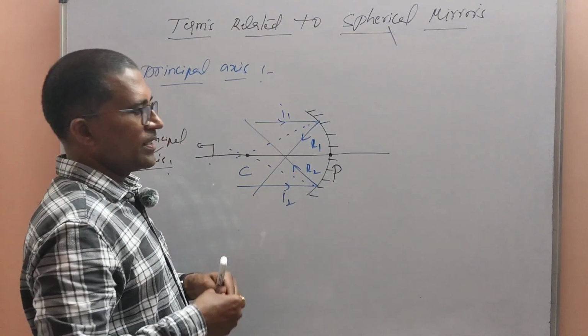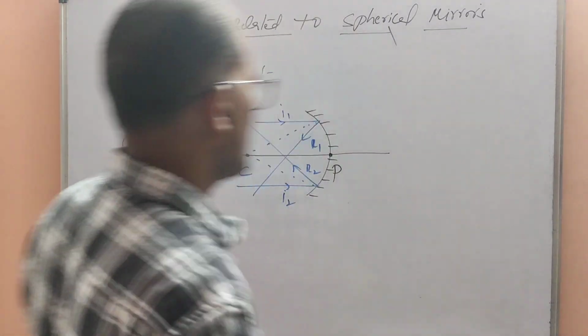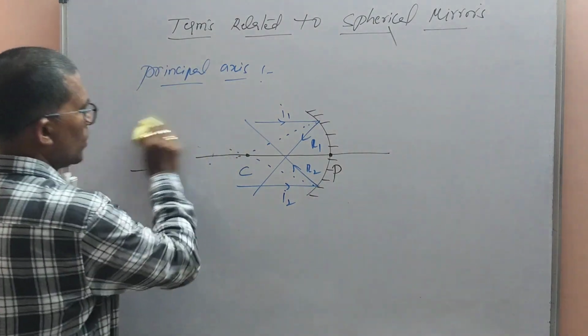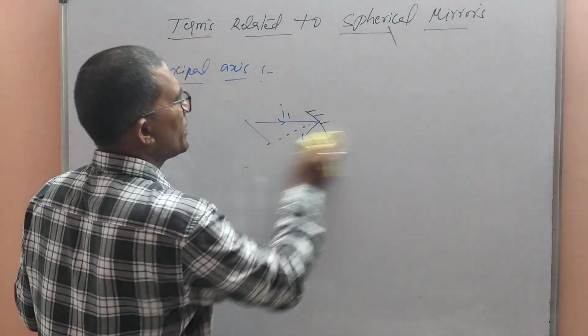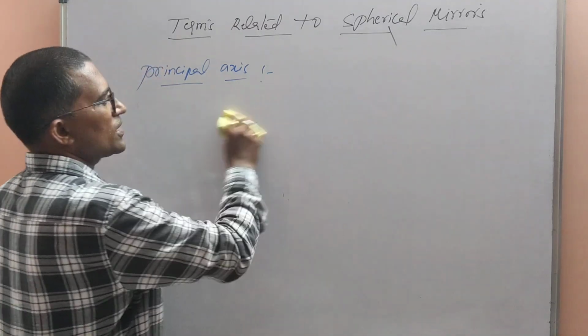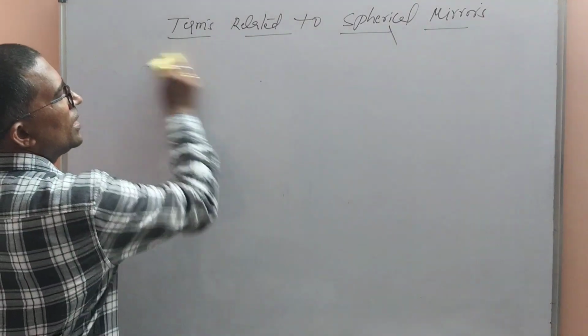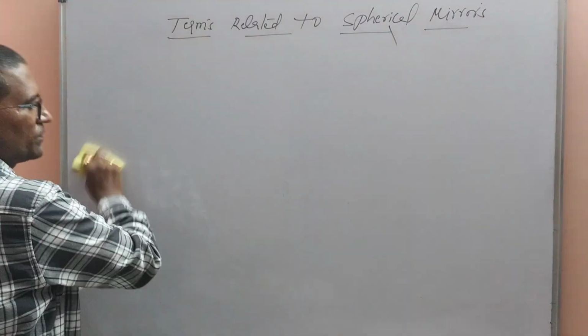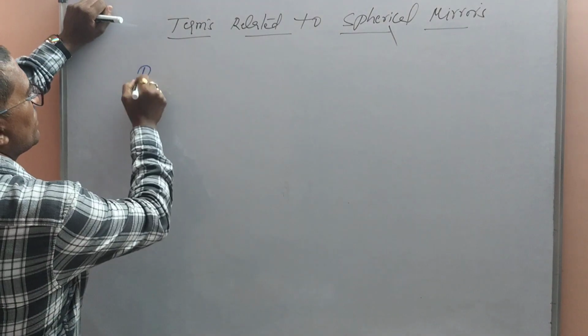There is no principal axis for a plane mirror. We have a principal axis only for which mirrors? Curved mirrors, like the concave mirror as well as the convex mirror. Next one is radius of curvature.